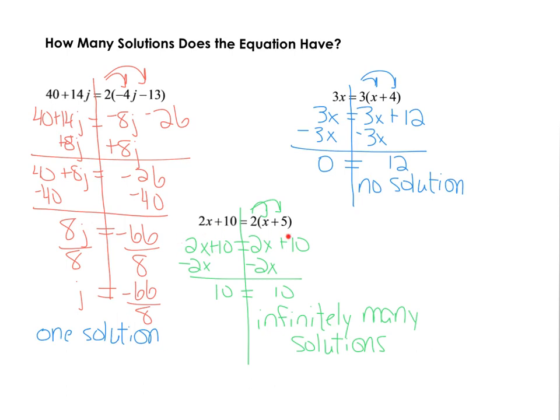And notice right here, I have something equal to itself, right? 2x plus 10 equals 2x plus 10. How often does something equal itself? Always. That's always true, so you have infinitely many solutions. So your options here, you can have one solution, no solution, or you can have infinitely many solutions.